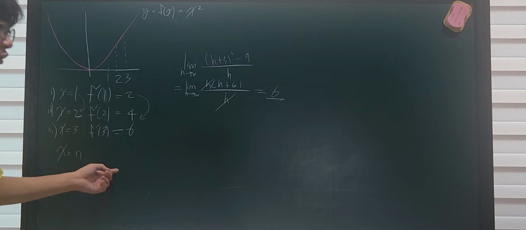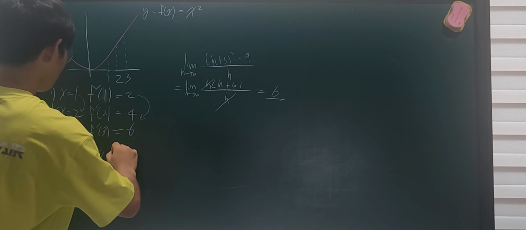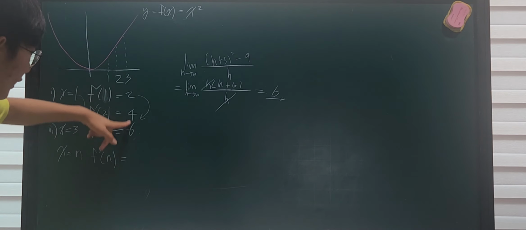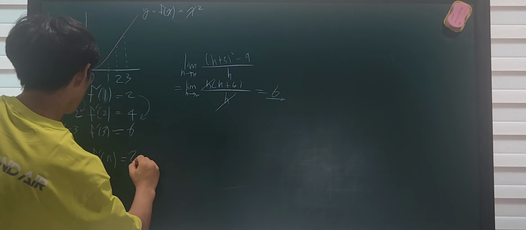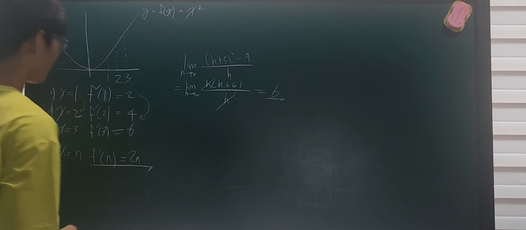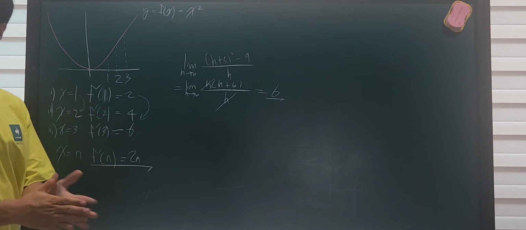What if x was equal to n? Then what would f prime be? Well, by considering this relation, I'm pretty sure that I can say that f prime n will be equal to 2n. Whew! Well, that's kind of like magic, right?